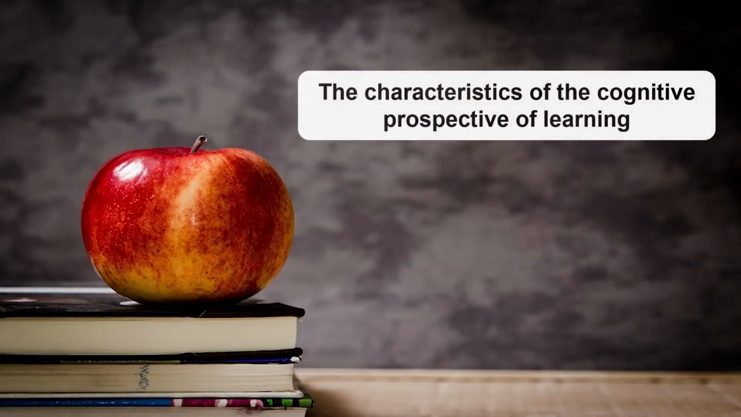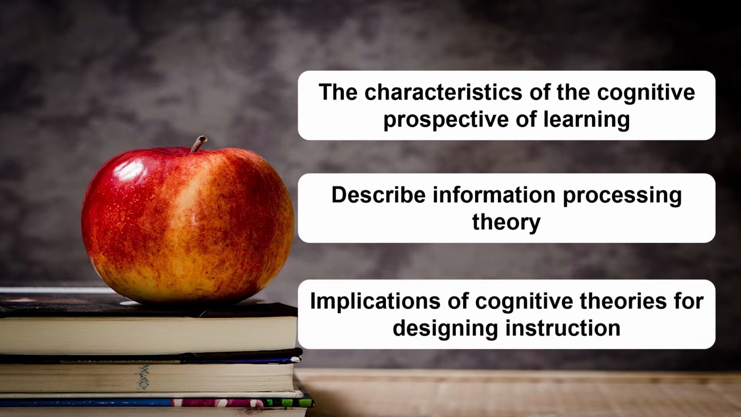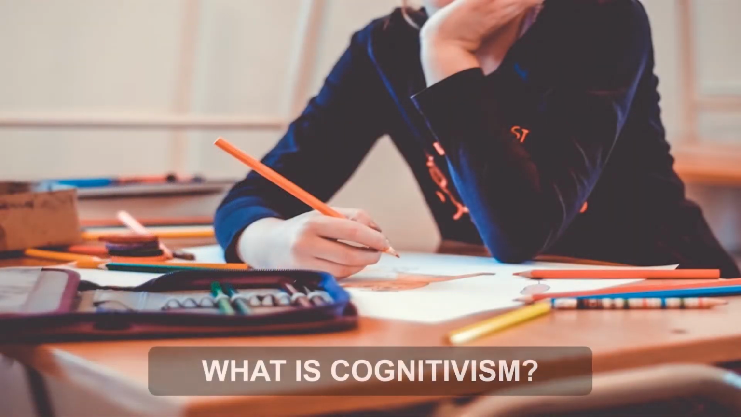Now you would also be able to understand the characteristics of the cognitive perspective of learning, discuss the information processing theory, understand long-term and short-term memories and their usages, and the implications of cognitive theories for designing instruction. Now we come to the important question, what is cognitivism? Have we heard of cognitivism before this?